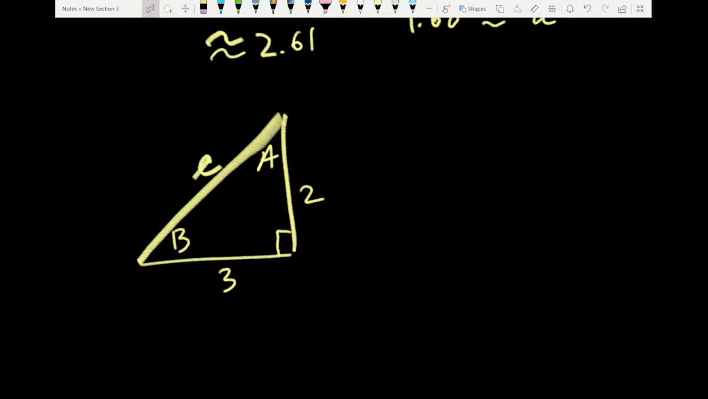All right, let's look at it. What's missing over here? So we could easily find this one. 2 squared plus 3 squared equals c squared. So c is roughly 3.61.